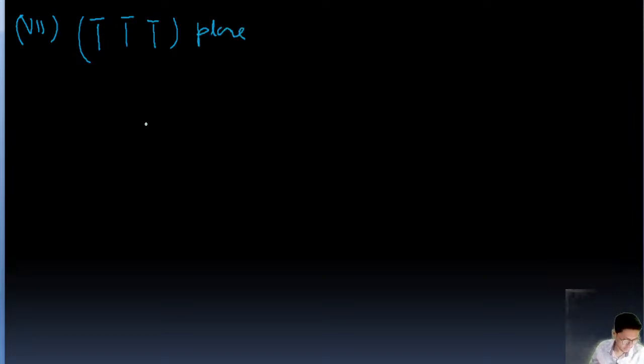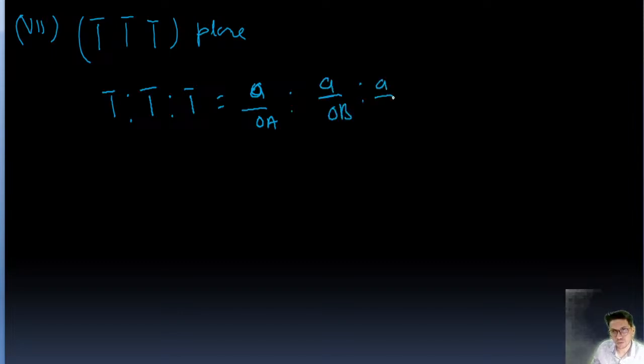Next, for this plane, 1 bar 1 bar 1 bar means the minus 1, minus 1, minus 1 plane. How to represent this plane? This is simple. We know the formula. Minus 1 we don't write as minus 1; if there is a minus in the Miller indices, we write a bar. So 1 bar ratio 1 bar ratio 1 bar equals a upon OA ratio a upon OB ratio a upon OC.